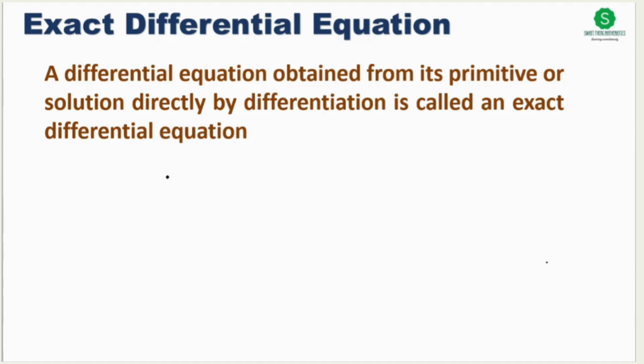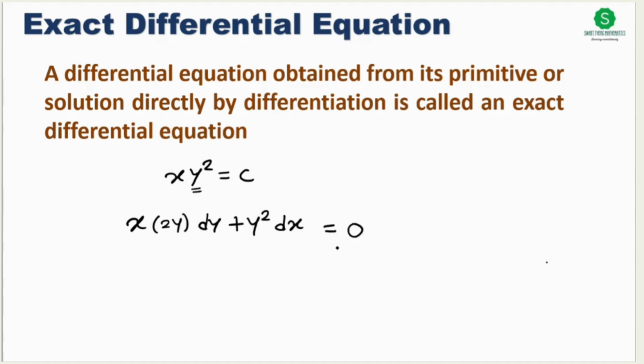For example, suppose we are given the equation of a curve, x y square equals c. If we differentiate this equation, we apply the product rule. First term as it is times the derivative of y square, which is 2y dy, plus the second term y square as it is times the derivative of the first term, dx, equals 0. Now we get the differential equation.